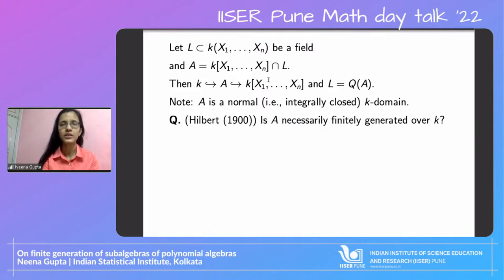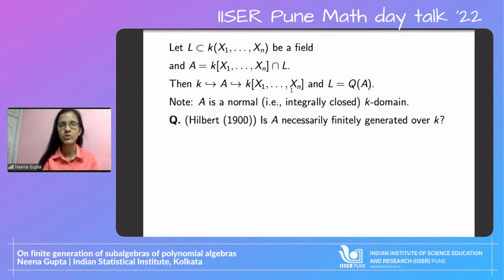So this finite generation was an important topic, and guided by this invariant theory, Hilbert posed this problem. He asked, if L is a subfield of the field of rational functions K(x1, ..., xn), and A is the intersection of this field L with the polynomial ring K[x1, ..., xn], then it is natural that A will be contained inside K[x1, ..., xn]. This is a polynomial ring in n variables. So clearly, A is sandwiched between K and a polynomial ring in n variables.